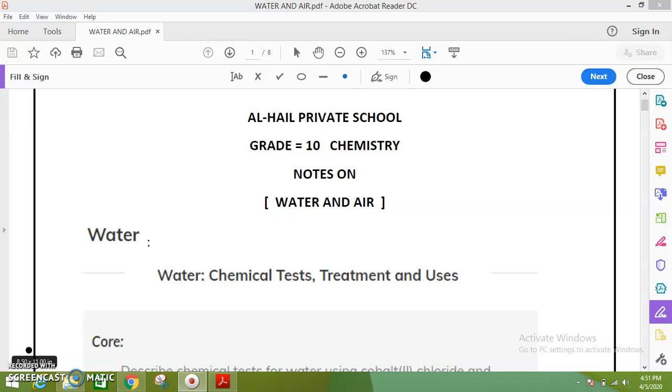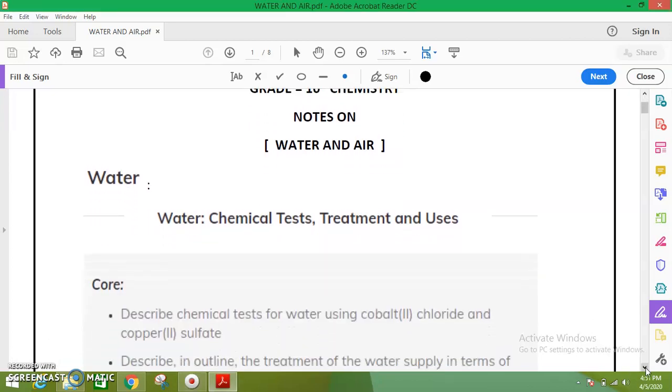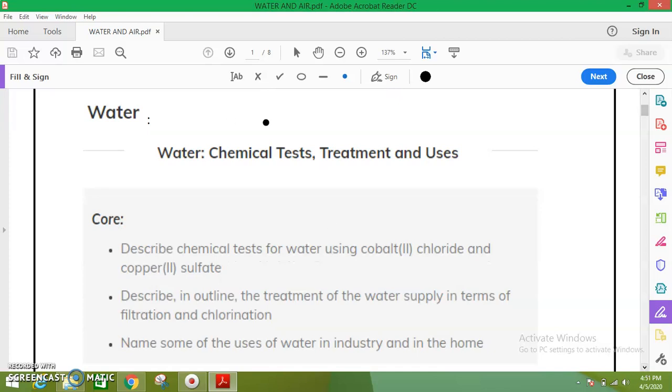We are going to start a new unit today, water and air. Water we can divide into three parts. First, chemical test. This means we are going to find out or identify the presence of water. Second, treatment of water, meaning how to clean water for drinking purposes, and where we use water molecules.